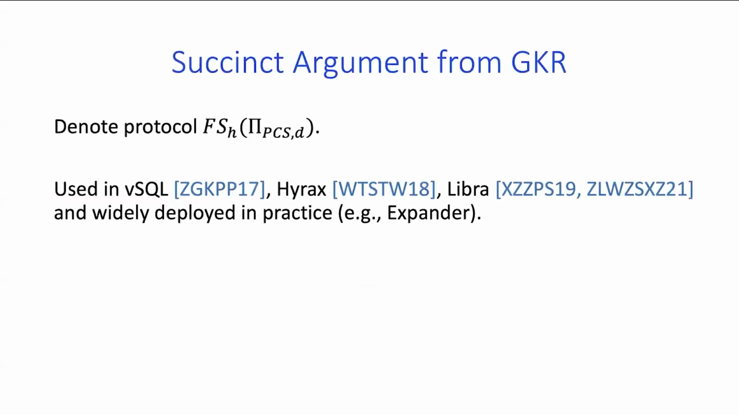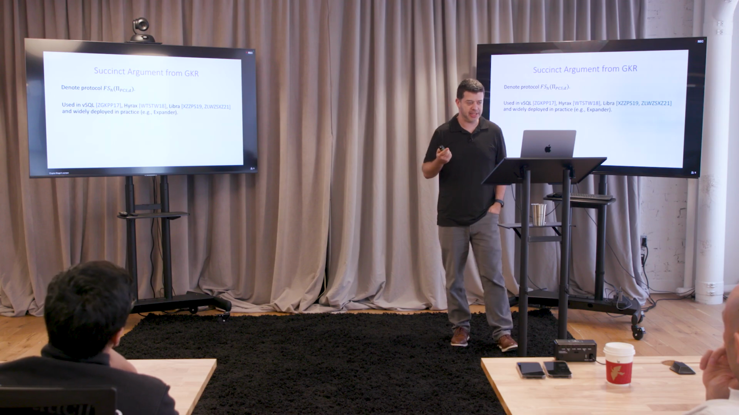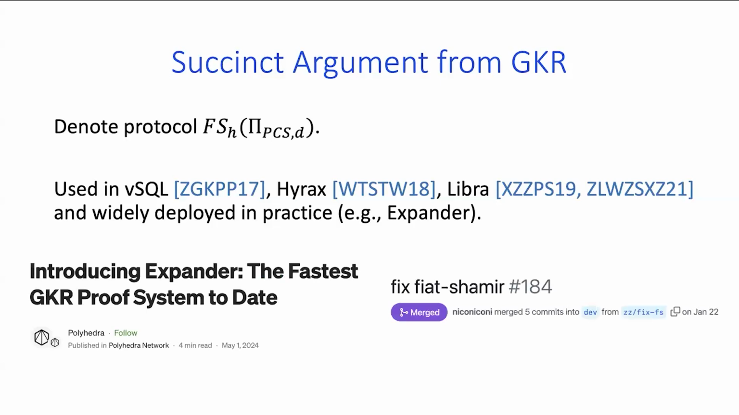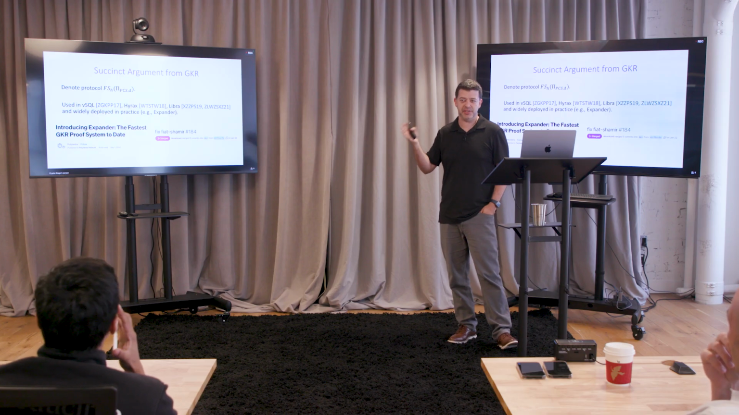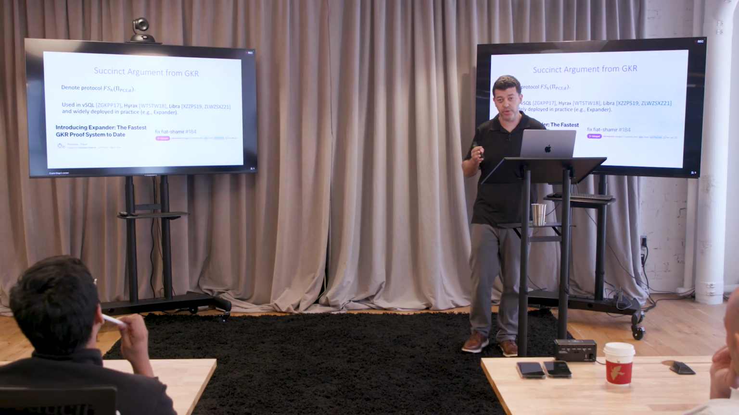As mentioned, this protocol has been widely explored in practice in a sequence of works. A bunch of academic papers were studying it and improving it, and it was also deployed in practice by a protocol called Expander by a company called Polyhedra. This is from their GitHub, a fix to the attack that we showed, and we'll describe later what the fix is. Let's first understand the attack, and then we can describe the fix. But this is very much a real-world attack.